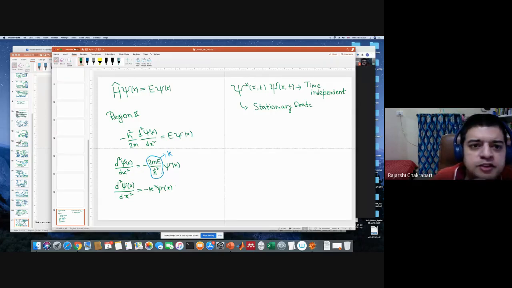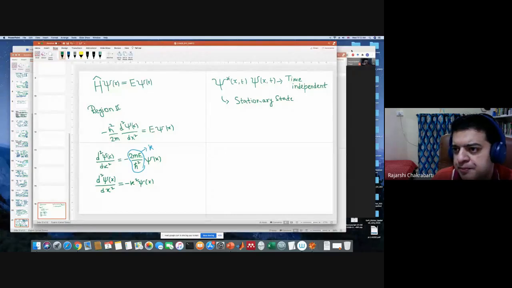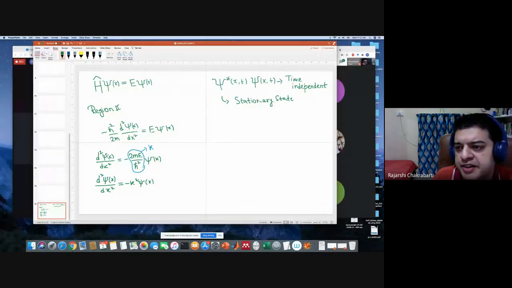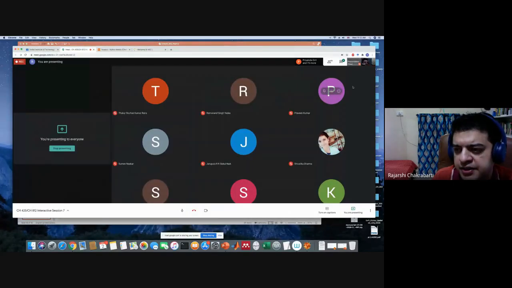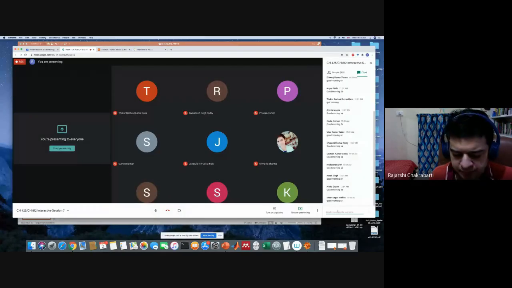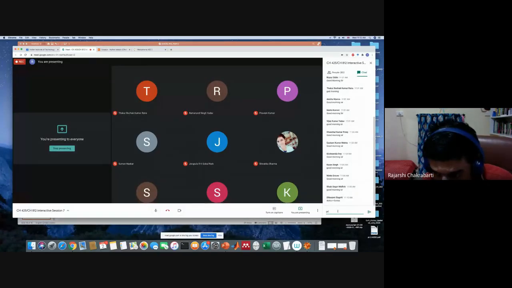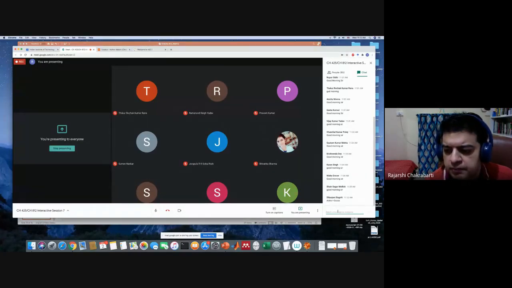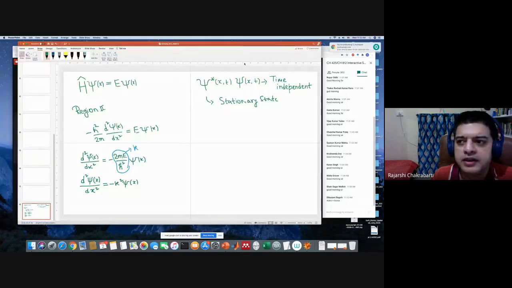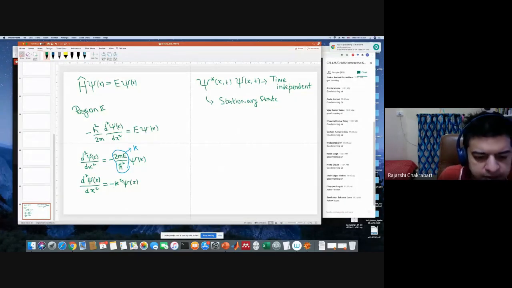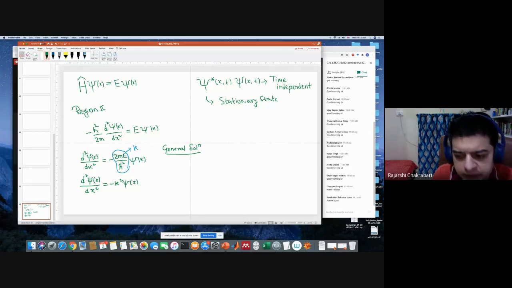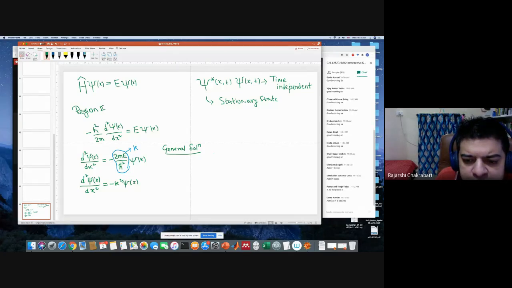Now, what is the general solution of this equation? Can anyone tell me? You can write it in the chat box. Okay, somebody says a sin x plus b cos x. Yes, we'll take that. So the general solution for this equation is a sin kx plus b cos kx.